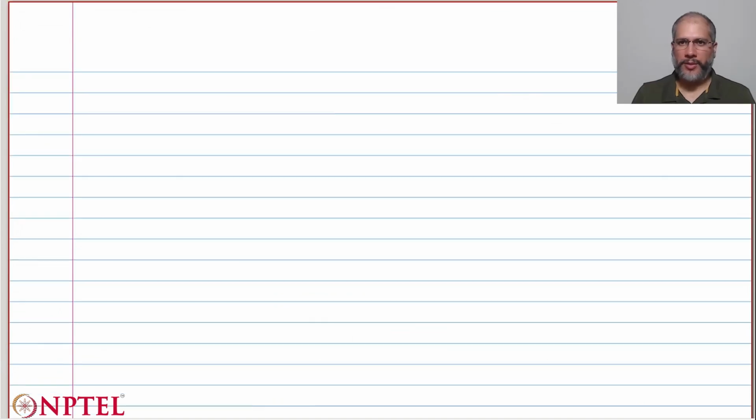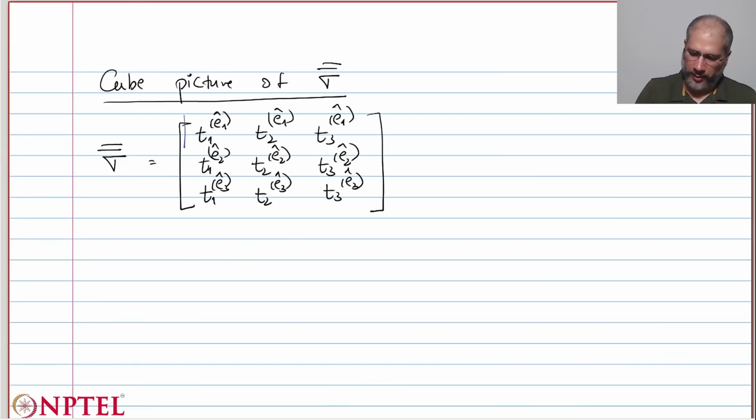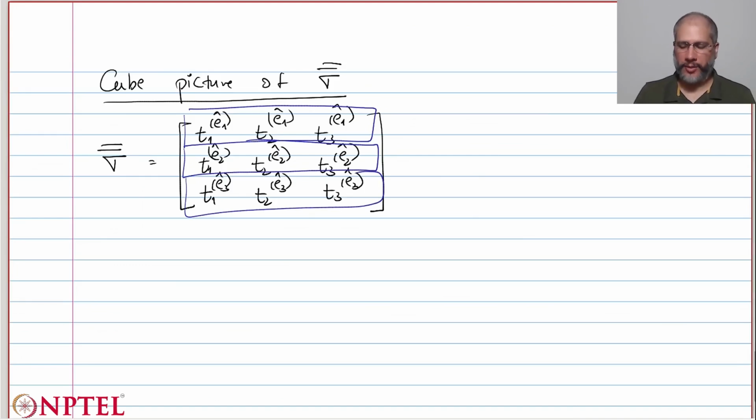The next topic for today's discussion is the cube picture of sigma. So let me write the components of sigma, which are as follows. Now these are, as we have discussed, the traction vectors, which is T E1 hat, T E2 hat, and T E3 hat. That's the definition of the Cauchy stress tensor sigma.